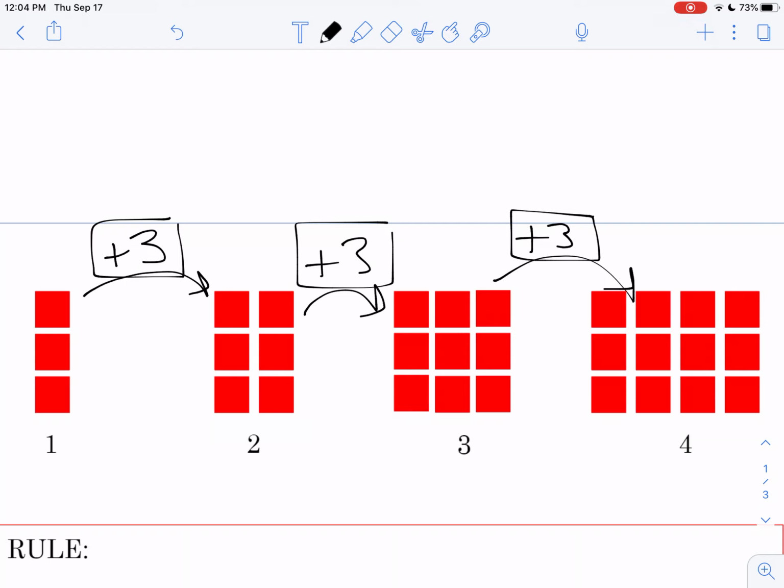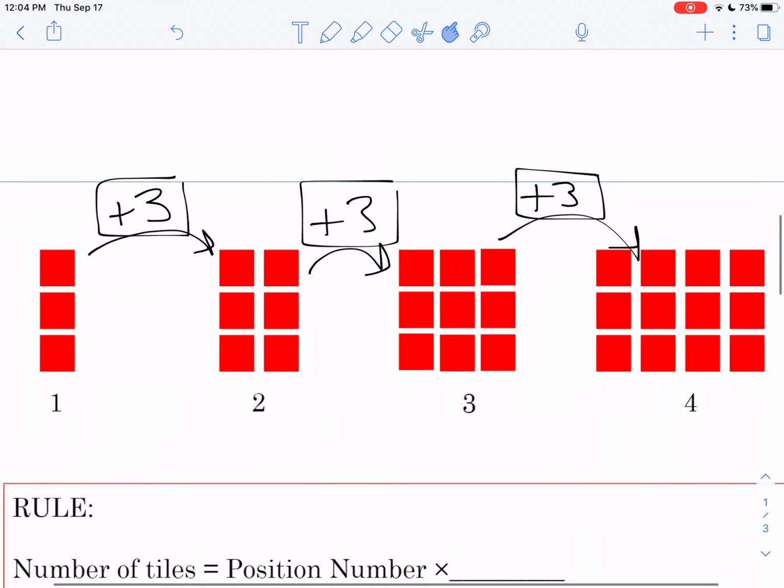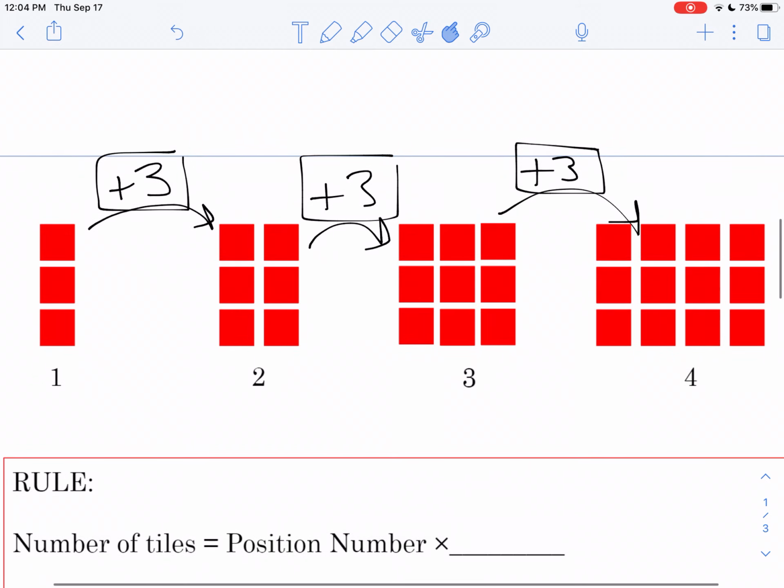However, this rule is not going to help us. If we say wanted to look at position 1000, this would not be super user friendly because we wouldn't want to have to keep adding 3 and adding 3 all the way to position 1000. Instead, we want to come up with a direct rule that relates the number of tiles to the position number.